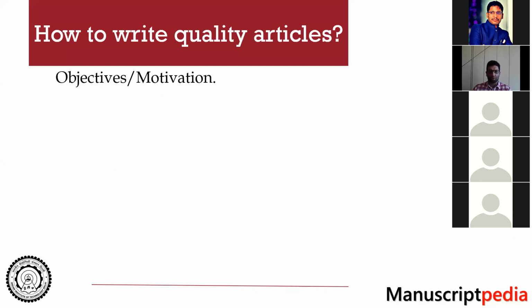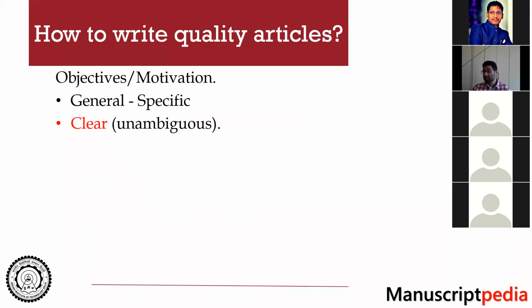Next, we move on to objectives and motivation. You should go from general to specific. I will have one general objective, then I will have specific objectives. That order must be followed. Your objective should be clear. It should not be confusing to the readers, such that they're not able to understand what exactly the authors want to study.